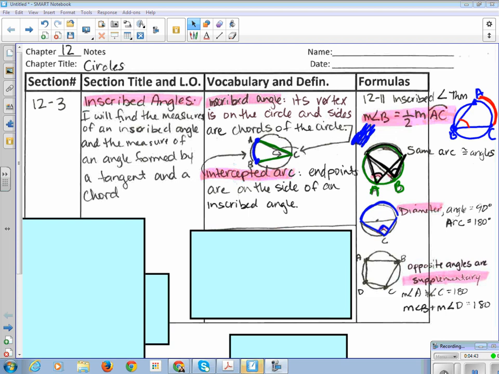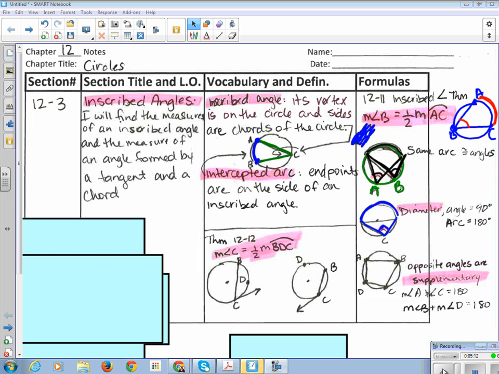All right. Last property that comes from measure of angle B is 1/2 the arc is that if I have an inscribed quadrilateral A, B, C, D, then opposite angles are supplementary. So angle A and angle C add up to be 180, and angle D and angle B add up to be 180.